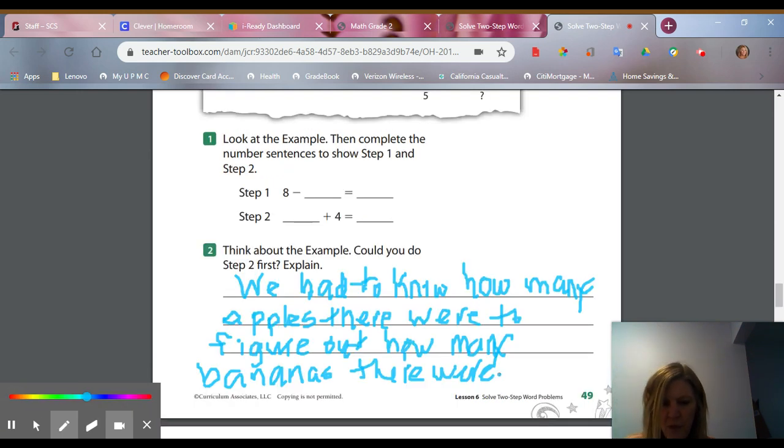Okay, so that's it for page 49. The next lesson up is going to be pages 50 through 52, and that's going to include the last of lesson 6 and your quiz.